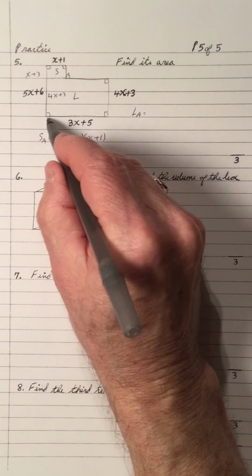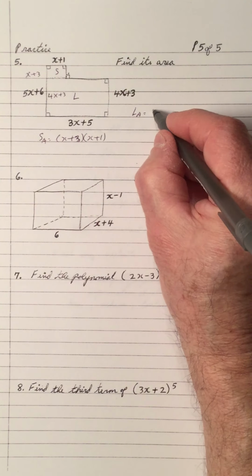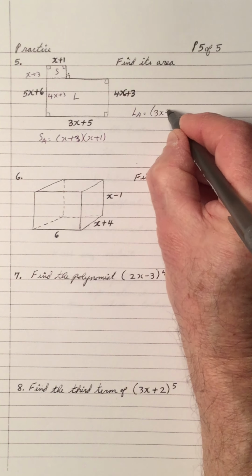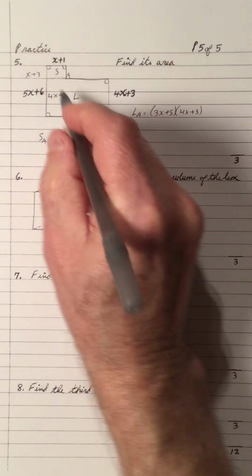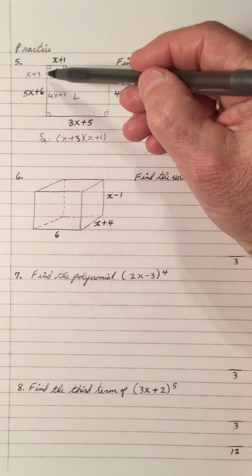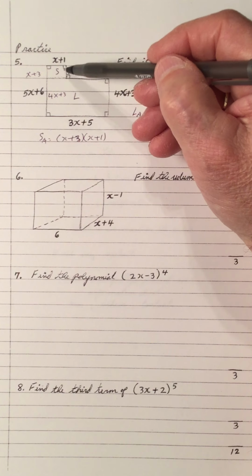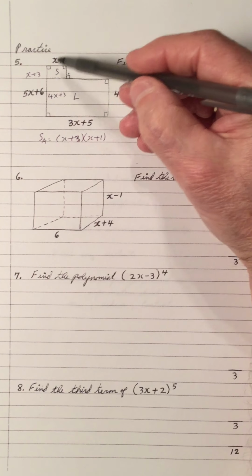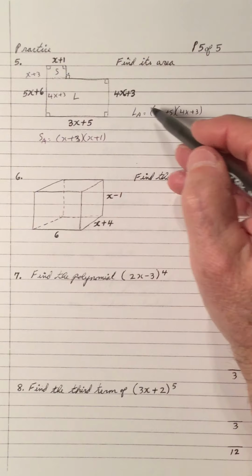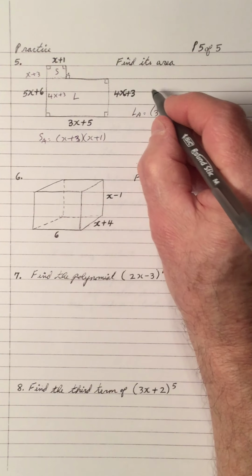Large area is length times width. So we get 3x plus 5 times 4x plus 3. Again, we have two rectangles. And the key here was to get the length of this side right here, because these two sides are the same length. This side is the same as this. So the area is length times width, and the area of the big one is length times width.